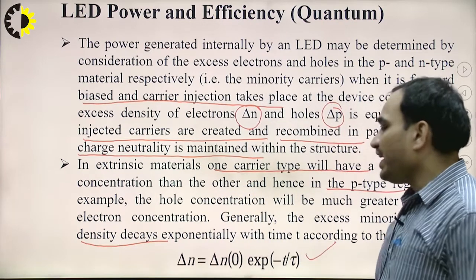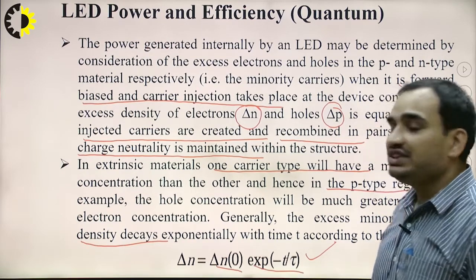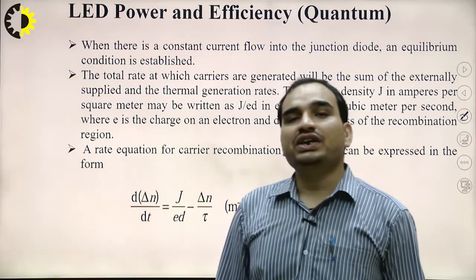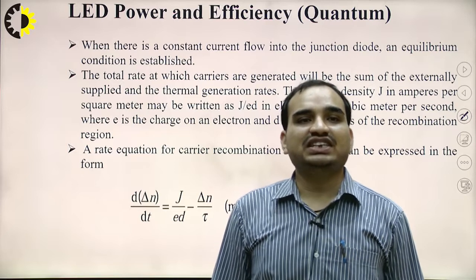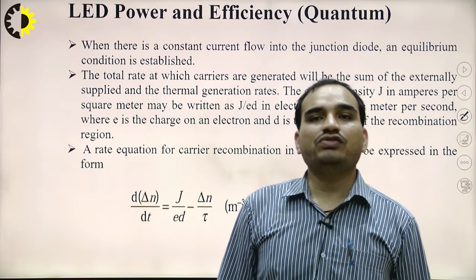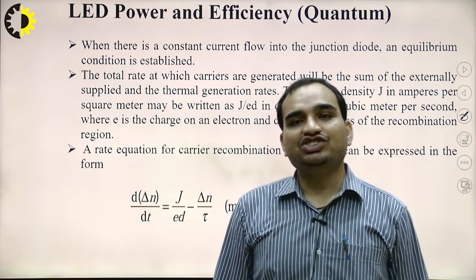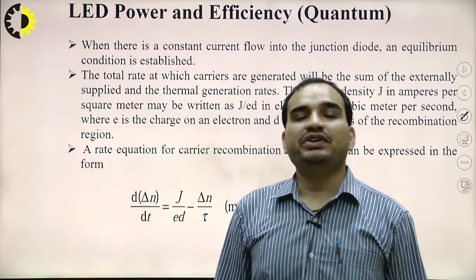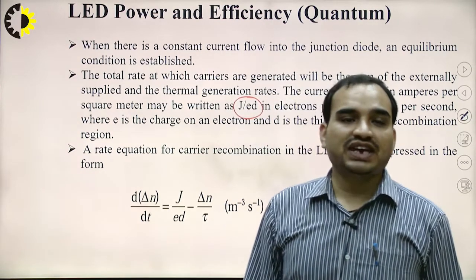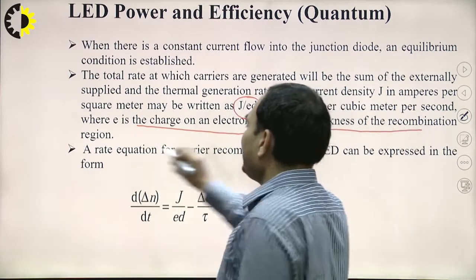For the n-type, delta n is given by delta n0, the initial value, times exponential of minus t by tau, where t is the time. When a constant current flows into the junction diode and an equilibrium condition is established, the total rate at which carriers are generated is the sum of the externally supplied and the thermal generation rates. So the current density J in amperes per square meter may be written as J by eD in electrons per cubic meter per second, where e is the charge on the electron and d is the thickness of the recombination region.